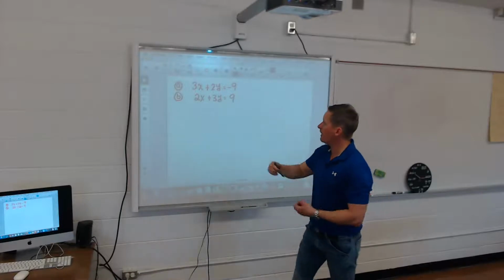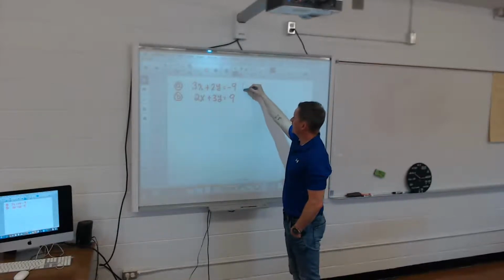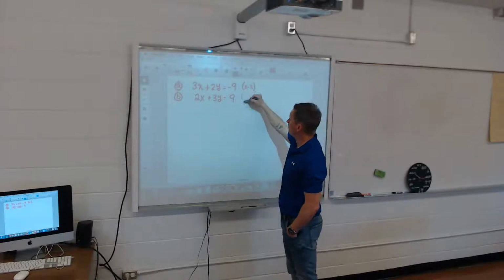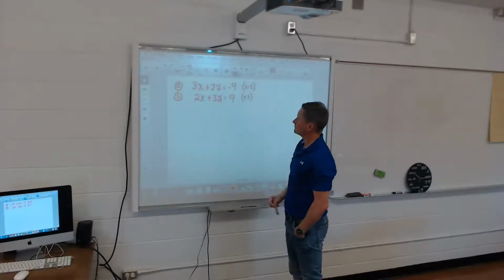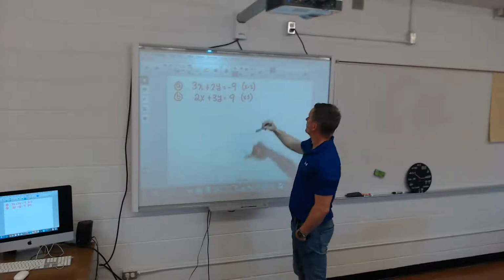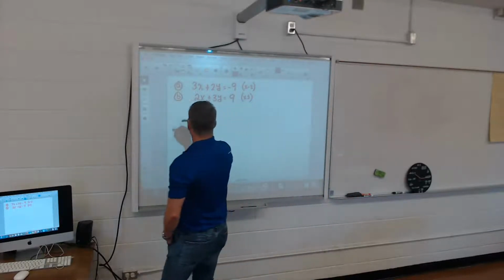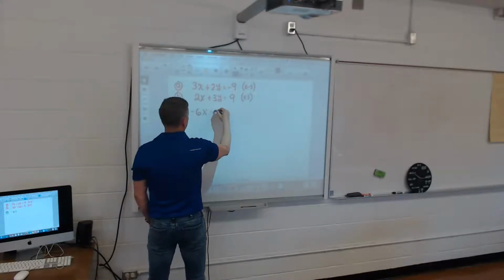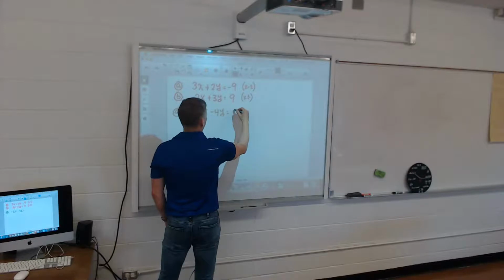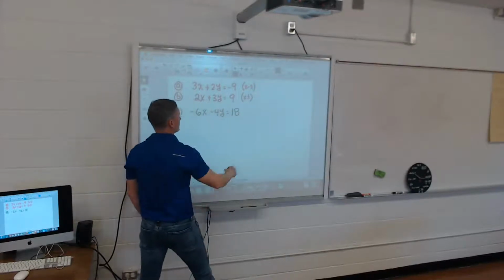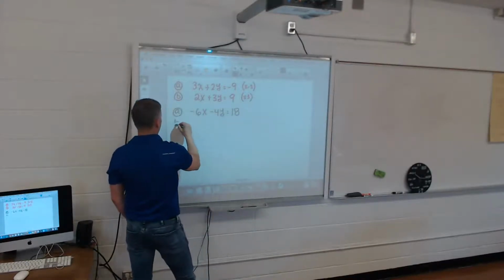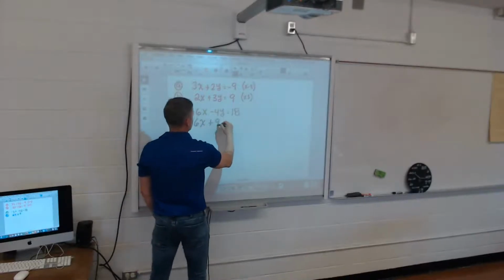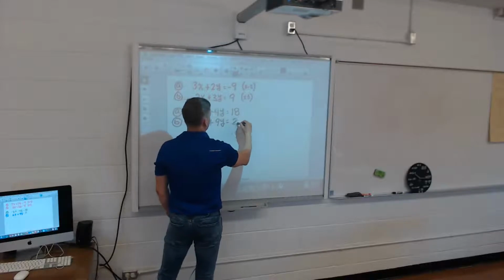So I'm going to multiply this guy by -2, and I'm going to multiply this second guy by 3. Okay? So that gives me -6x, -4y equals 18. When I multiply the second guy, I get 6x plus 9y equals 27.